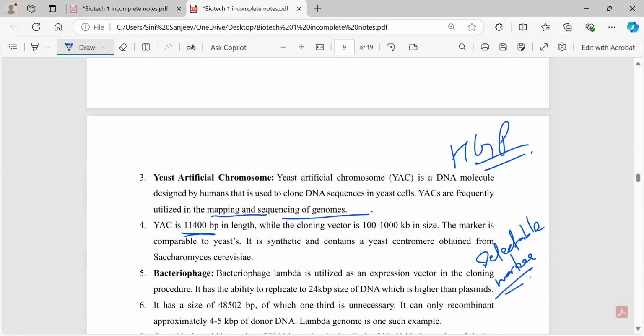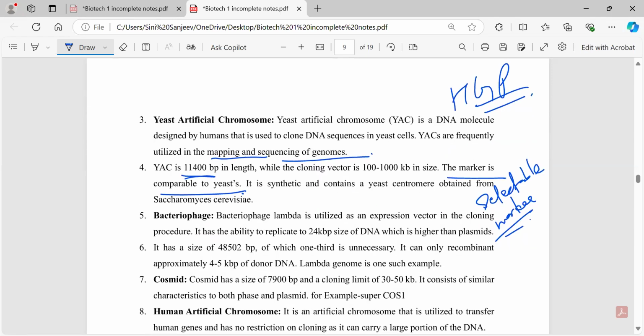Like for example, here what is written: the marker is comparable to the yeast. In the same way, if you take bacteria, that will also be comparable to the bacteria itself. So from which species you're going to isolate that particular selectable marker, you will be using that. In the same way, bacteriophage.